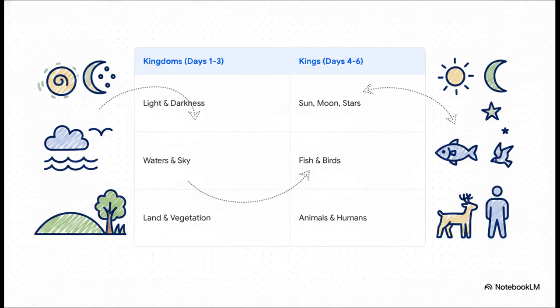Day 1 separates light and darkness. Day 4 gives us the sun, moon, and stars to rule them. Day 2 separates waters and sky, and Day 5 fills them with fish and birds. Day 3 brings dry land and vegetation, and Day 6 populates it with animals and humans. It is literally a stunning, poetic theological statement of bringing order out of chaos.